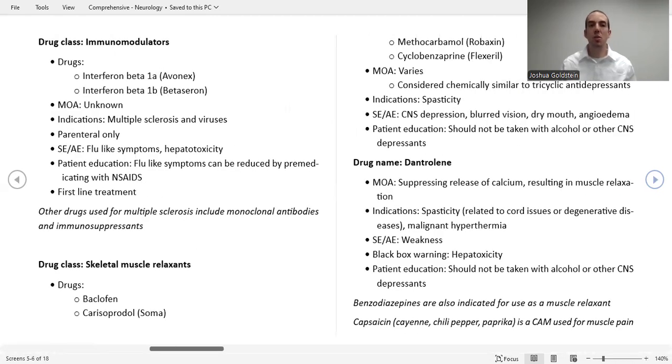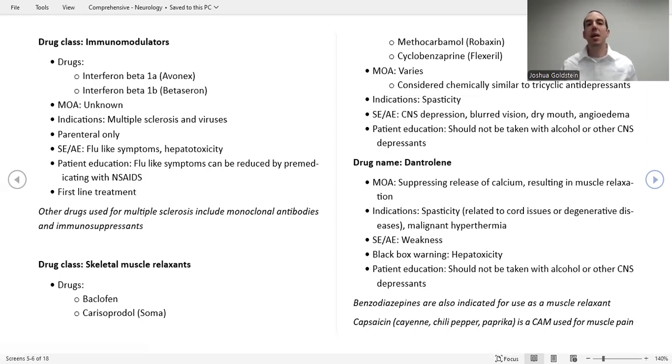Next, we move on to multiple sclerosis. And over here, we have the immunomodulators, specifically interferon beta 1A and beta 1B. The mechanism of action of how these work in terms of multiple sclerosis is not exactly known, but we do use it for multiple sclerosis. This drug class of immunomodulators, we do also use interferons in infectious disease as an antiviral, and you'll learn about that in the infectious disease if you haven't already.